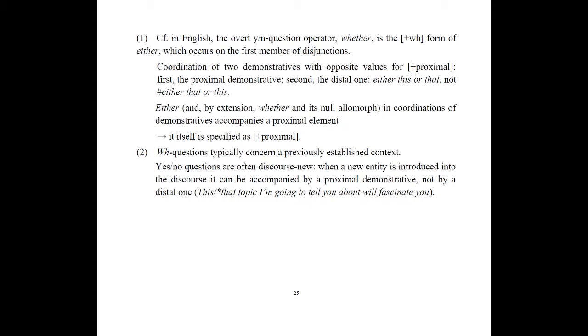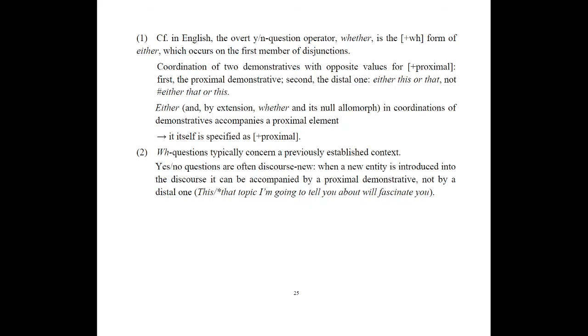The second consideration here that we can also pay attention to is that wh-questions typically concern a previously established context. But yes-no questions, in contrast, are often discourse new, and when a new entity is introduced into the discourse, it can be accompanied by a proximal demonstrative, but not by a distal one. So normally I would say something like, this topic I'm going to tell you about will fascinate you. But I don't say, that topic I'm going to tell you about will fascinate you. And this is also true for Russian, so we can construct the parallel examples in Russian and they will work the same way.